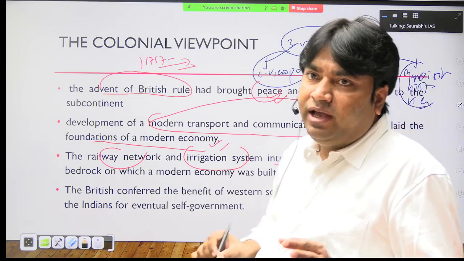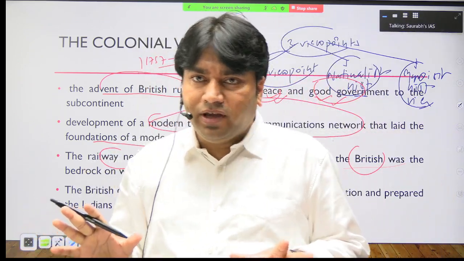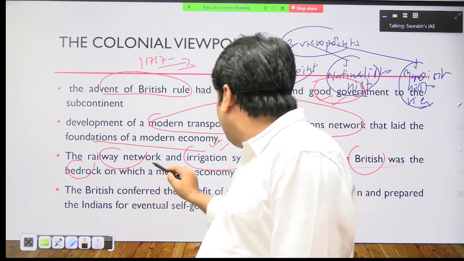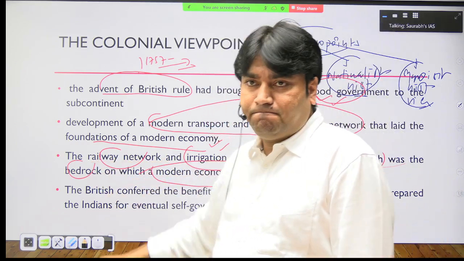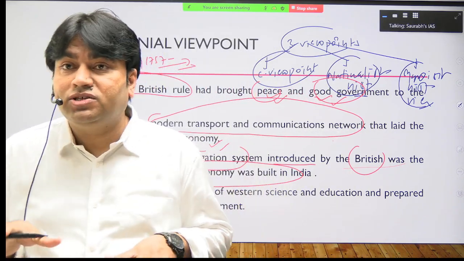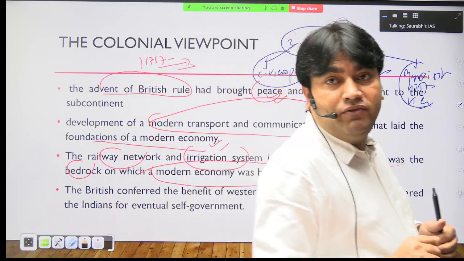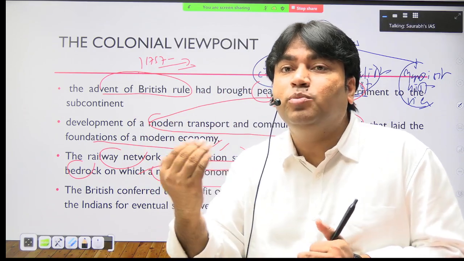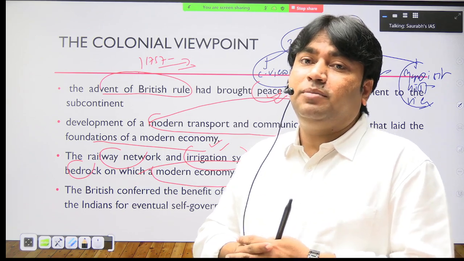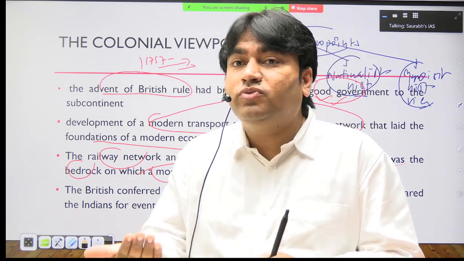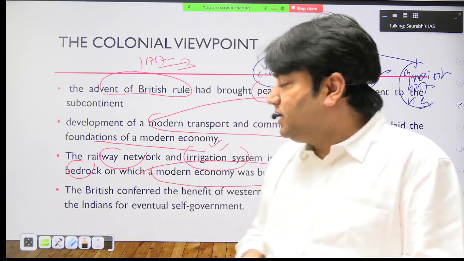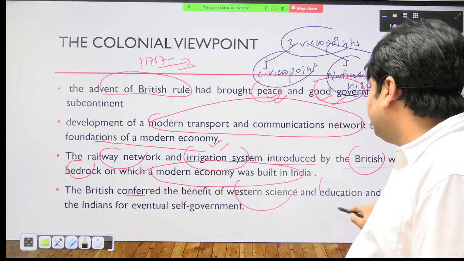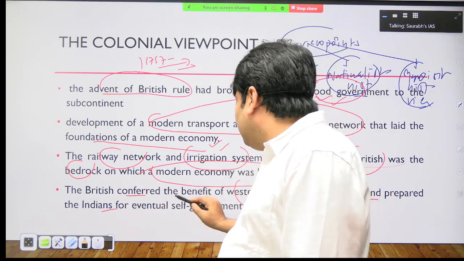And the third point, again look here, the railway network and irrigation system was introduced by the British. This is true. Railway network was introduced by the British. It was the bedrock on which a modern economy was built in India. Right? Again, they are emphasizing this fact that we built railways, we built an irrigation system. And the irrigation system will do what? It will boost agriculture production and productivity, and this will further boost what? Economy. So this is their claim, and the British conferred the benefit of Western science and education and prepared the Indians for self-government.